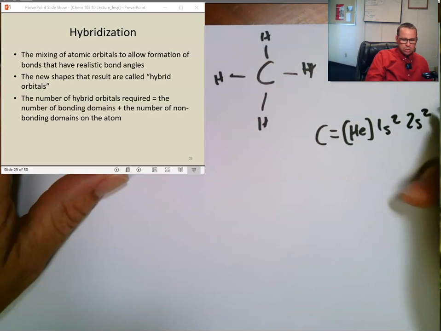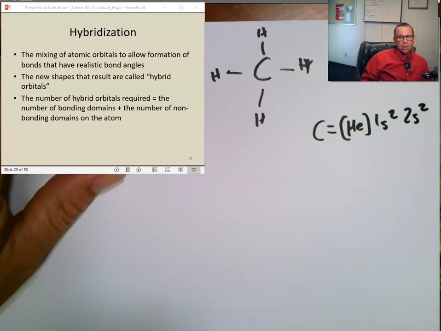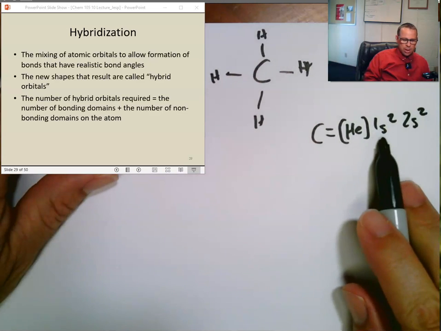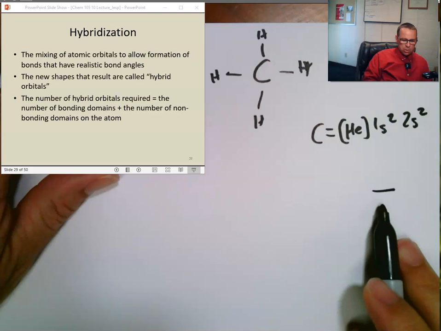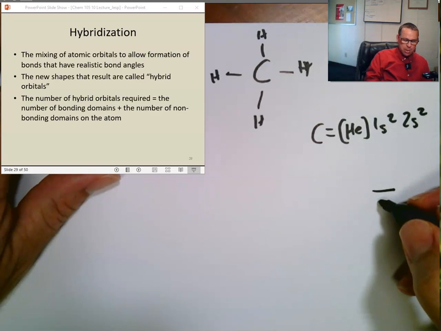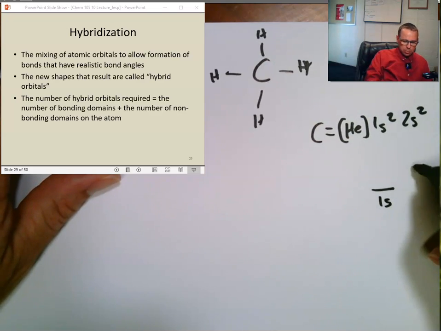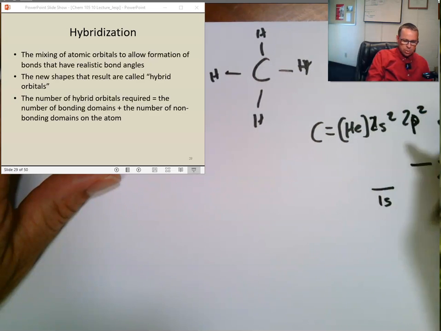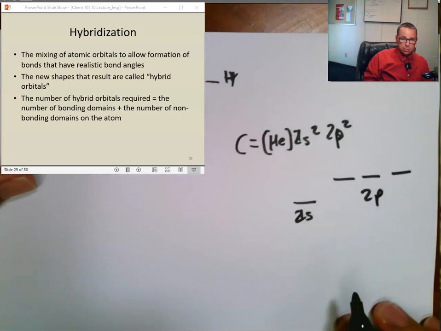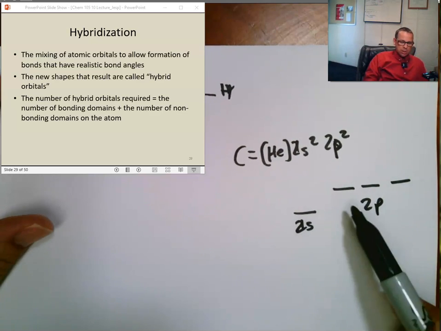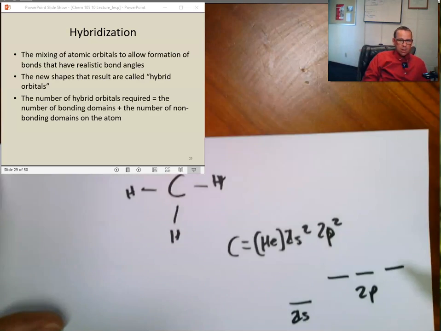So again, carbon is helium core, 1s2, 2s2, all right? And these 1s and 2s orbitals we can be reminded of using an orbital diagram. Oh no, this isn't 2, sorry. This is 2s2 and 2p2. There we go. So we got the 2s here and the 2p2. Scoot this over a little bit. 2s and the 2p2.